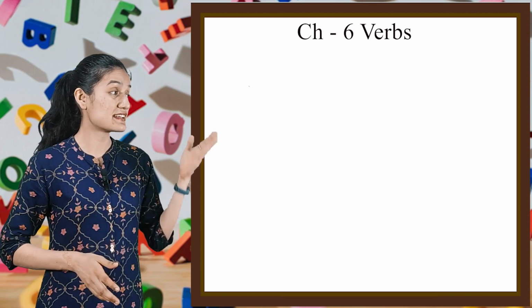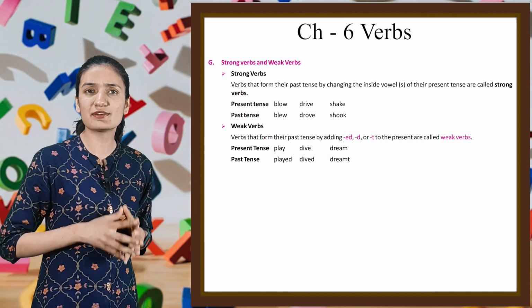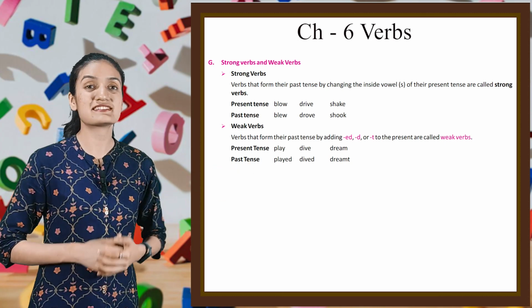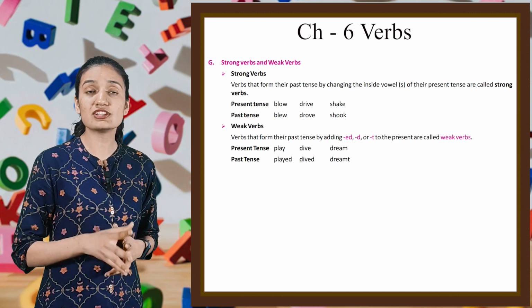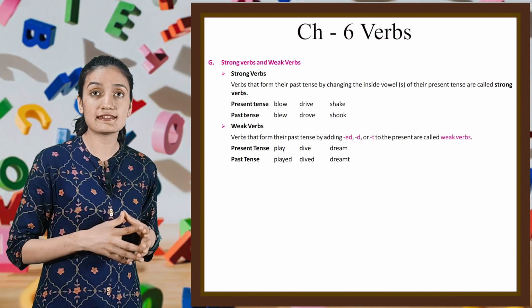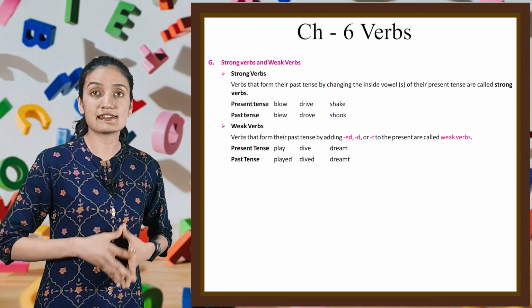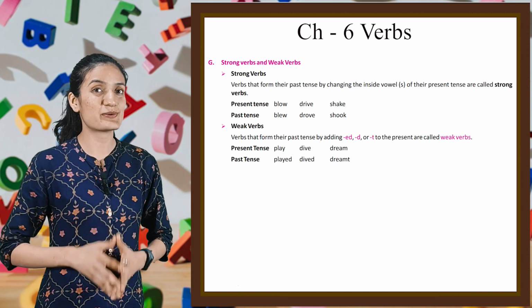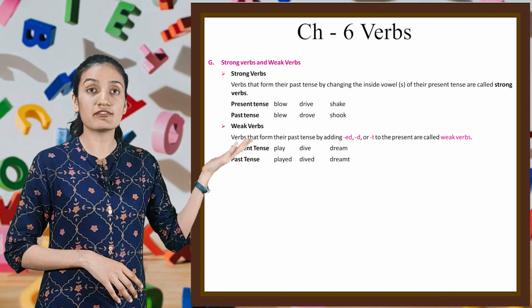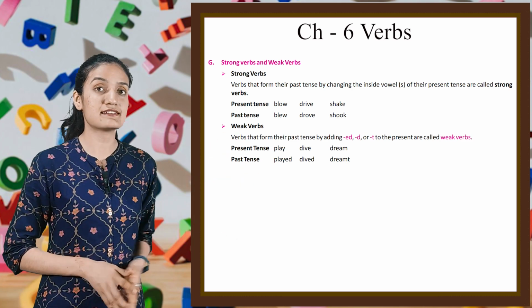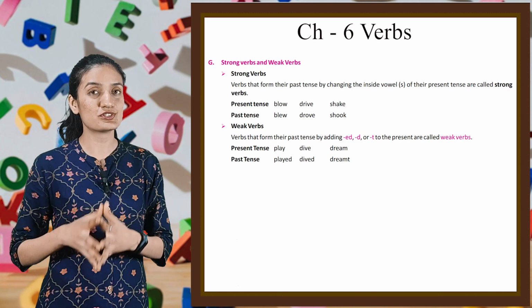Now, next is strong verbs and weak verbs. Let's see first strong verbs. Verbs that form their past tense by changing the inside vowels of their present tense are called strong verbs. Present tense: blow, drive, shake. Their past tense: blew, drove, shook.